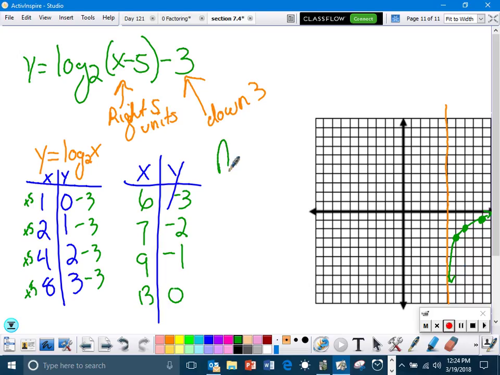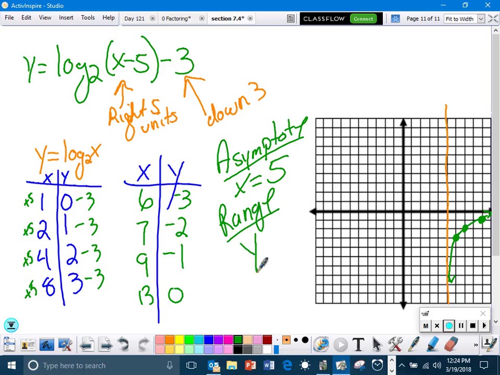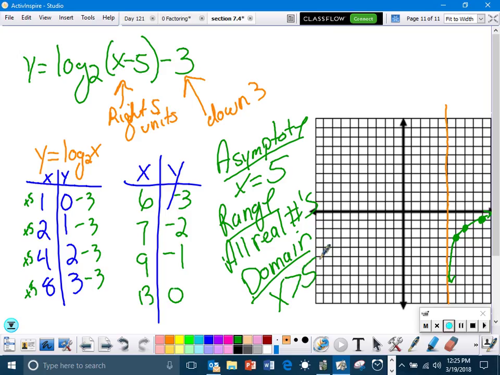Okay, so my asymptote is x equals 5. My range is y is greater than, no, my range is all real numbers. Apologies. And my domain is x is greater than 5. All right, good luck with that, and I will see you later.